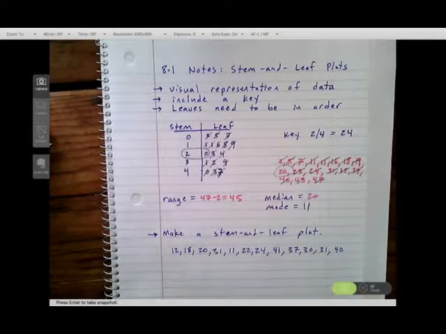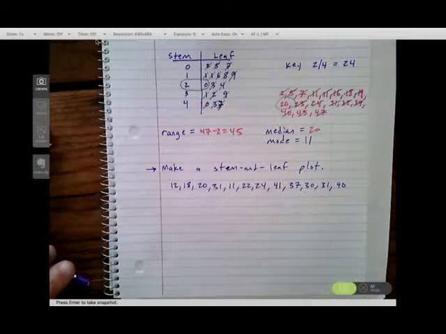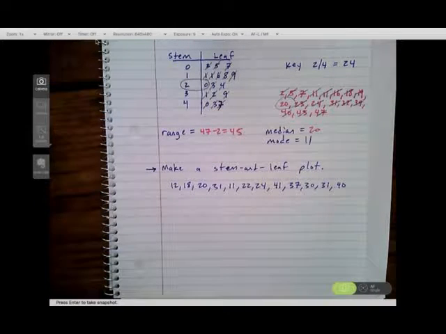Okay, so when you're asked to make a stem and leaf plot, you'll want to put the numbers in order first, from smallest to biggest. Okay, again, that can be a little tricky here, so let's be careful.